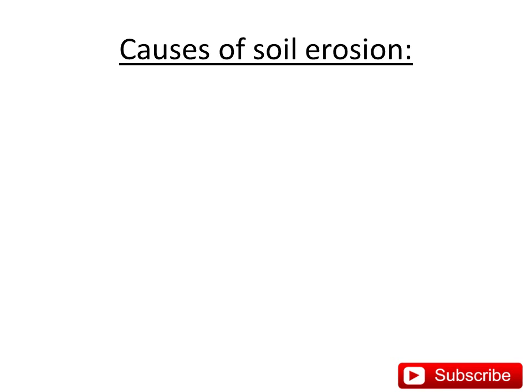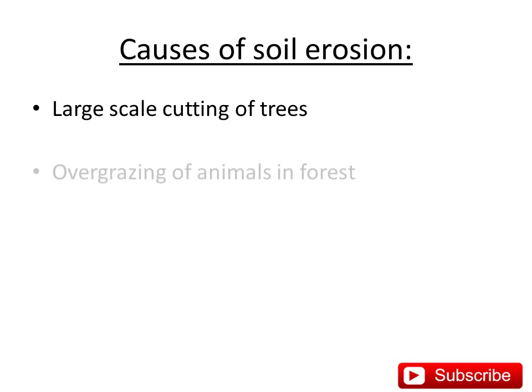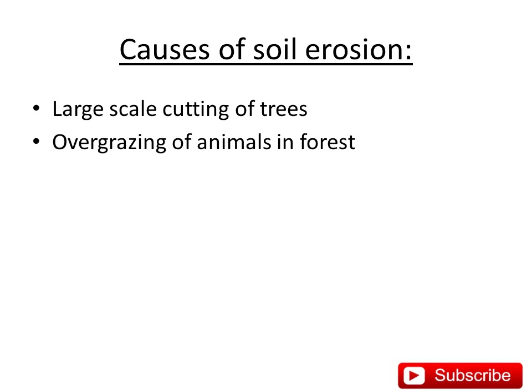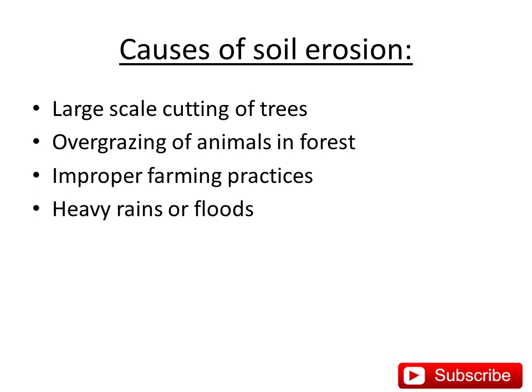Now coming to the causes of soil erosion. We know that there is large-scale cutting of trees that takes place. So this is nothing but deforestation. There is overgrazing by animals in forests. The improper farming practices which are done, such as shifting cultivation, which is called slash and burn agriculture. Heavy rains or floods, forest fires due to different reasons. These are all the causes of soil erosion.